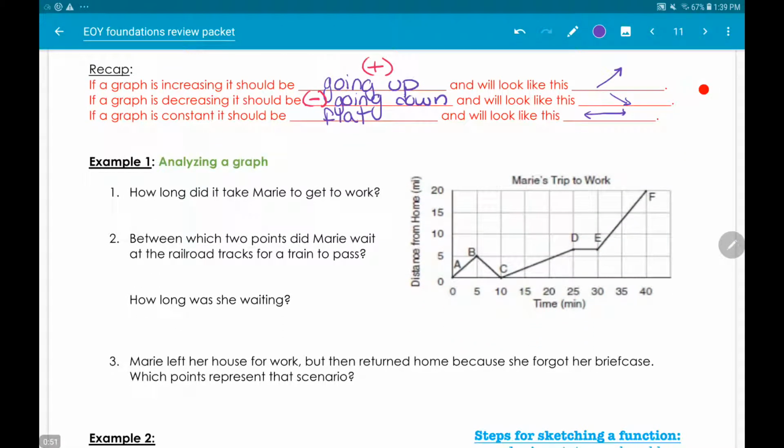Alright, so let's analyze the graph. How long did it take Marie to get to work? So Marie's trip to work is on this graph. She started at 0. Basically, it's asking where did it end. So it took her 40 minutes.